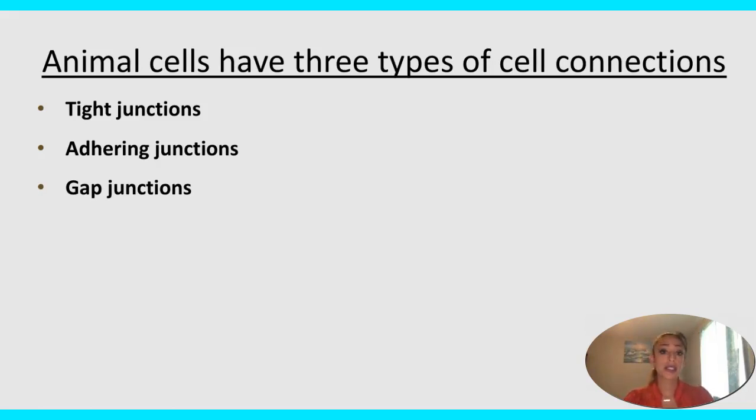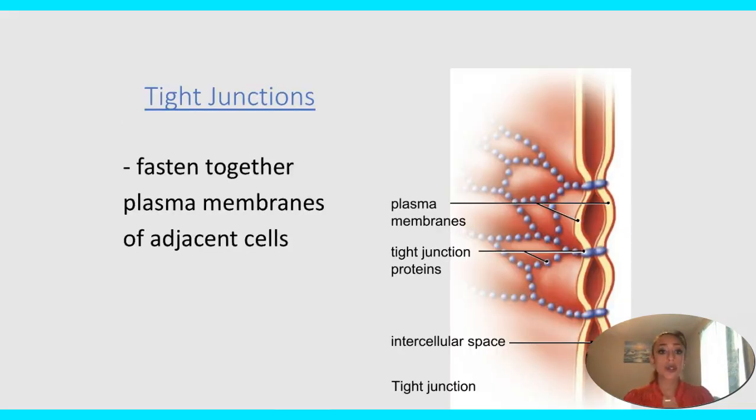This is the way that cells actually communicate amongst each other. The 3 types of cell connections are tight junctions, adherens junctions, and gap junctions. So tight junctions are when 2 cell plasma membranes are fused together very tightly. So it's pretty easy to memorize: tight junctions, plasma membranes fused very tightly together.